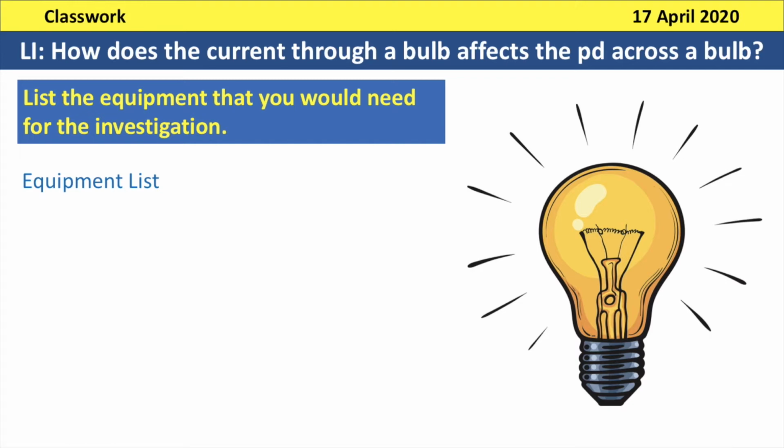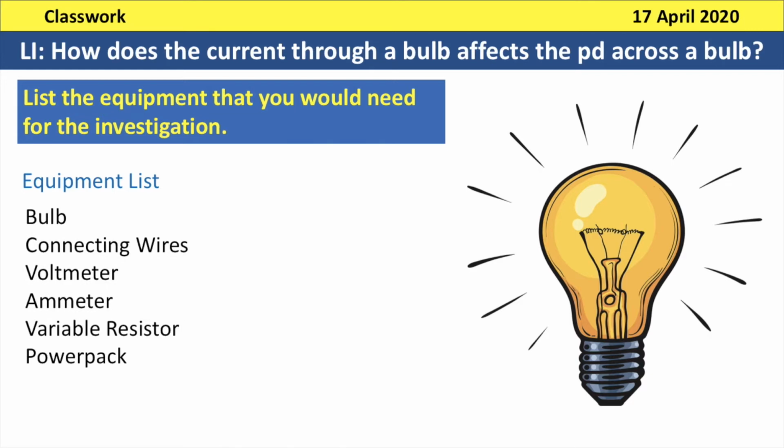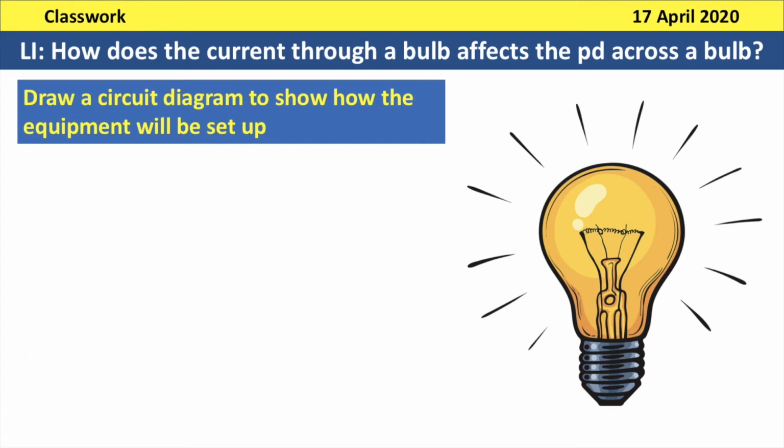Now, as part of the equipment list for this experiment, we are of course going to require a bulb because the whole point of this is to investigate how the current through the bulb affects the potential difference across it. But in addition to a bulb, we will also need connecting wires, which you could also call connecting leads. We will need a voltmeter, of course, to measure the potential difference across the bulb, and we will need an ammeter to measure the current that is flowing through the bulb. In order to change the current that is flowing through the bulb, we'll make use of a variable resistor. You might see those called rheostats as well, but we'll just stick to calling it a variable resistor. And finally, we will need a power source, whether it be a power pack or a set of batteries.